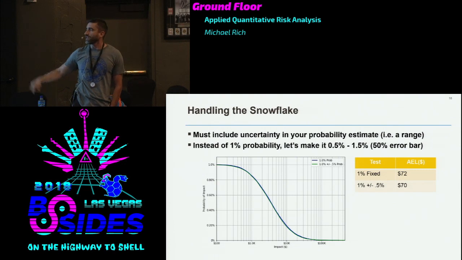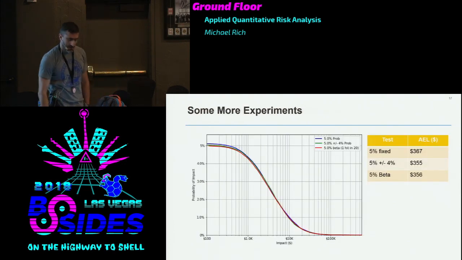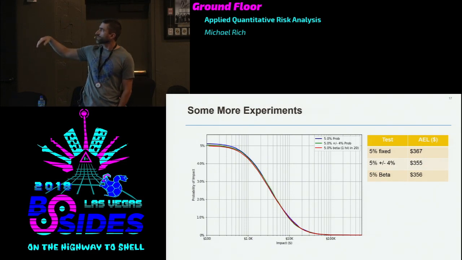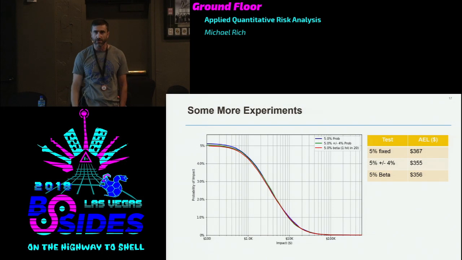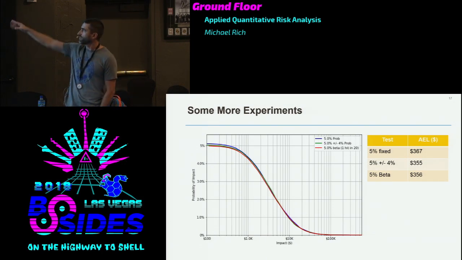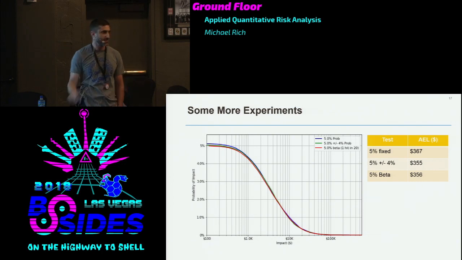So I got to this point. I was like, okay. So I kept playing with it. Here are some bigger ones. Now I have a huge error bar, 5% with a plus or minus 4%. I mean, that's an enormous error bar. And then I put these other probabilities in there. We're going to talk about beta in a second. And then 5% fixed is just a 5% flat.